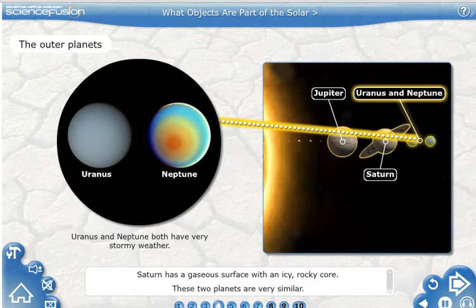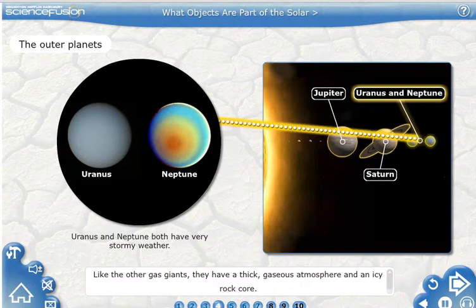These two planets are very similar. They both have very stormy atmospheres. Like the other gas giants, they have a thick, gaseous atmosphere and an icy rock core.